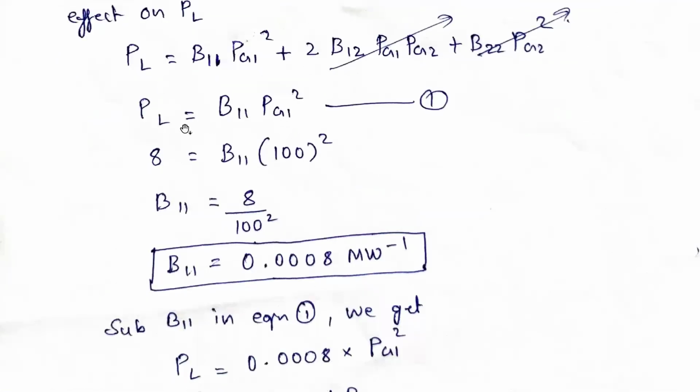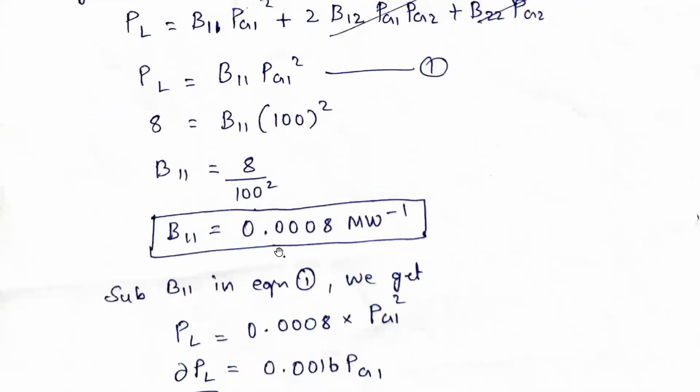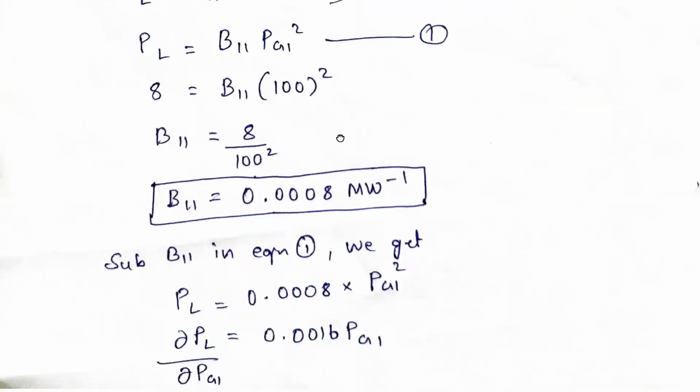Next, substitute this B11 in equation number 1. We get PL as 0.0008 into PG1 squared. Now we need to differentiate this: dPL divided by dPG1 is equal to 0.0016 PG1, because the 2 comes down. So it will become 0.0016 PG1.